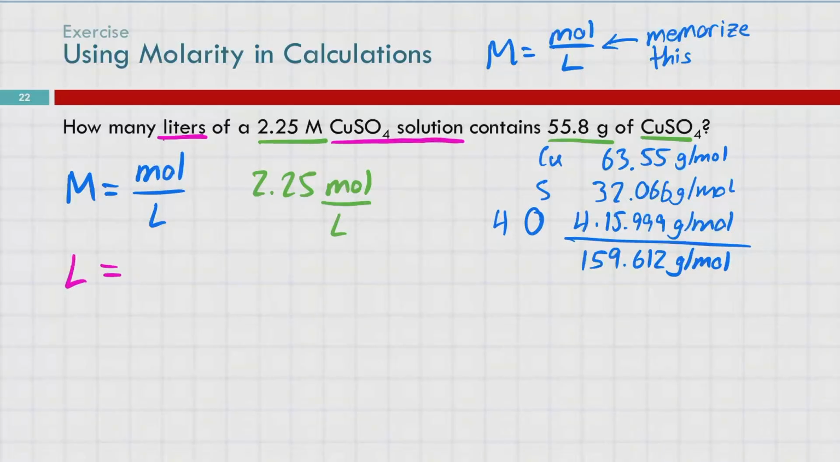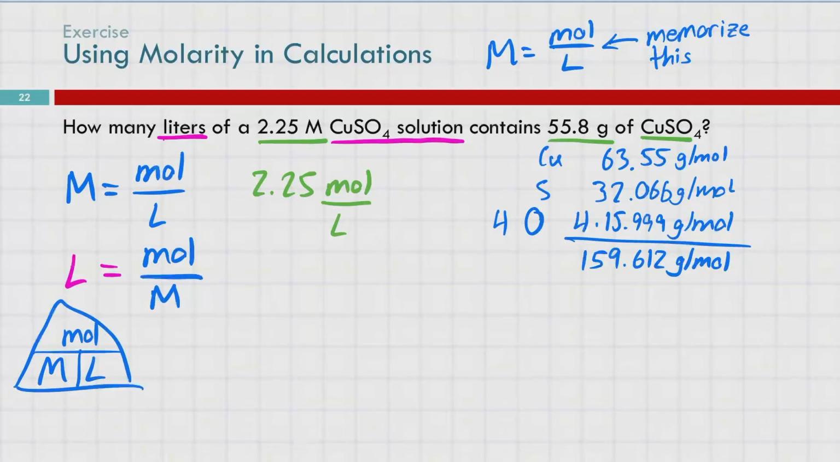So liters equals moles over molarity, if you did your little triangle scheme thing. If we're finding liters, we look at the other two things, moles over molarity. Voila, there it is. So what we're going to do is moles over molarity. We have molarity. Do we have moles? We do not have moles, and so we would have had to calculate that.